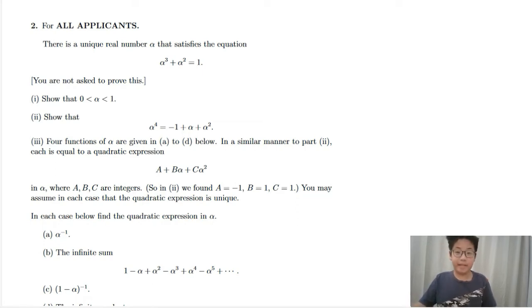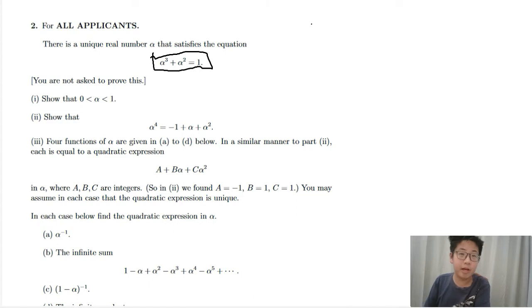Today we're going to be attempting question 2 of MAT 2017. There is a unique real number alpha that satisfies this equation. Okay, sorry, wrong function. Let's try again. Much better. So show that alpha is between 0 and 1.